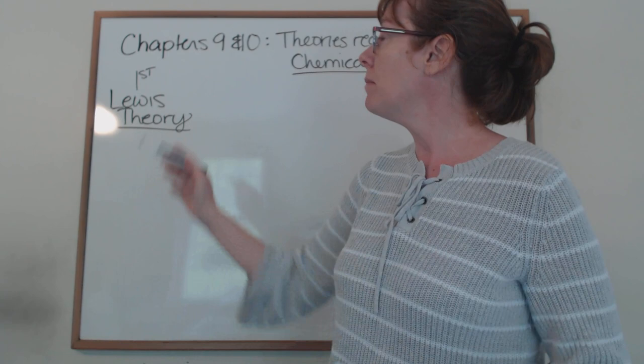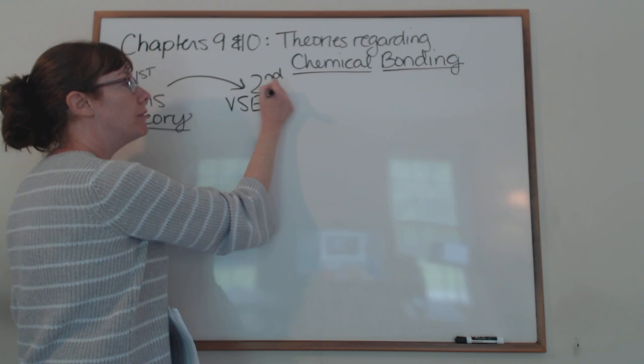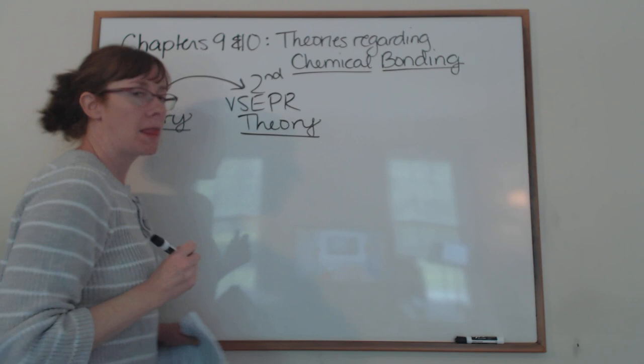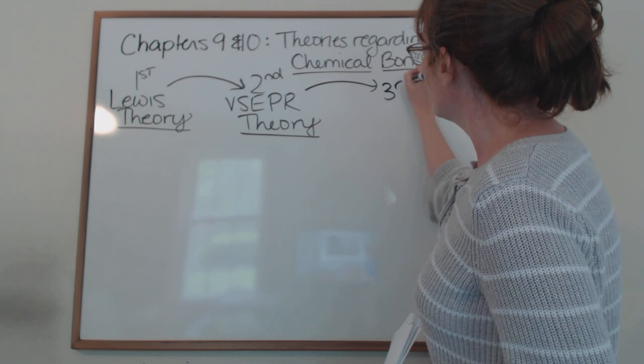The second theory, and let me just outline this first: once you apply Lewis theory, the second theory that we're going to learn to apply to a molecule is called VSEPR theory. And the third theory, and I'm trying to make this clear, they actually go in order. You always start with this one, then apply this one, and then you will apply a third theory called valence bond theory.